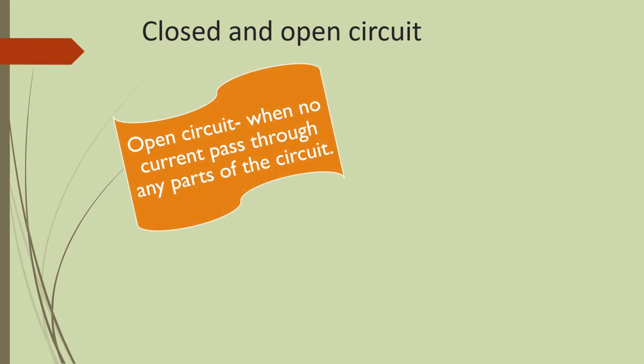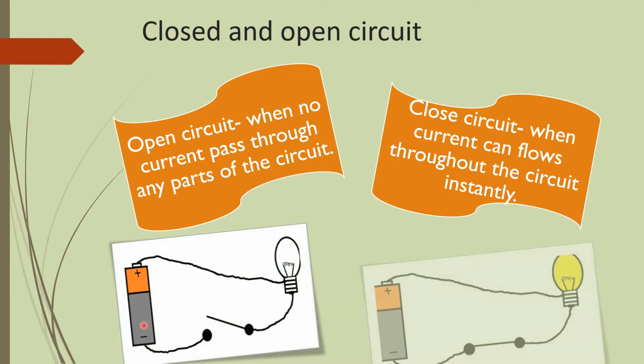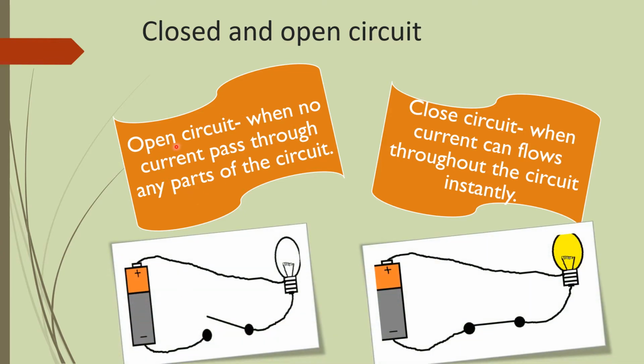Closed and open circuit. Now here you have to pay attention to closed and open circuits. What are closed and open circuits? If you see an open circuit, when no current passes through any part of the circuit, then it is an open circuit. In this image, you can see that one wire is connected from the positive terminal of the cell and one wire is connected to the negative terminal of the cell. But you can see that here the connection is not made. Here the switch is in the off position.